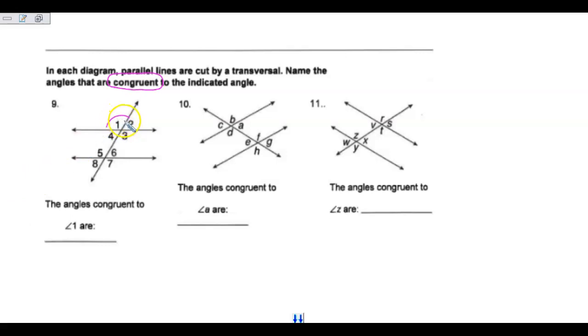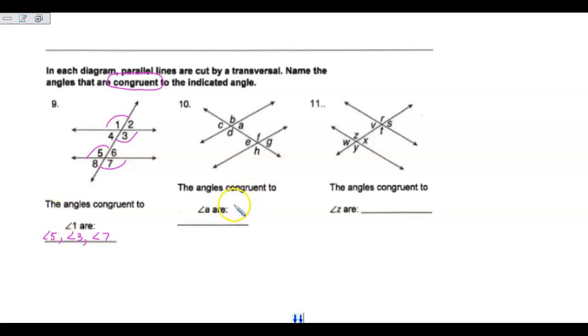Using corresponding angles, I know that angle 1 and angle 5 are corresponding, or congruent. I also know that vertical angles are congruent, so I know that 1 and 3 are equal to each other. I also know that alternate exterior, so 1 and 7, are also congruent. So I have these 3 that are congruent to angle 1.